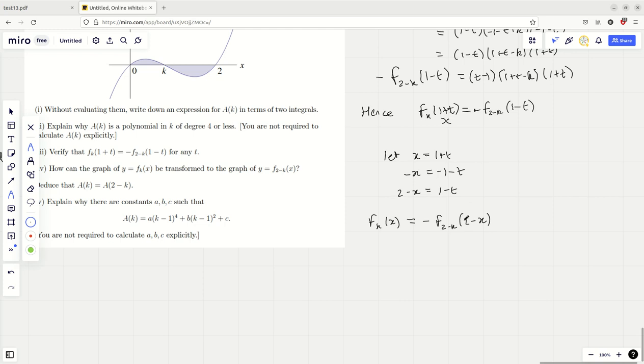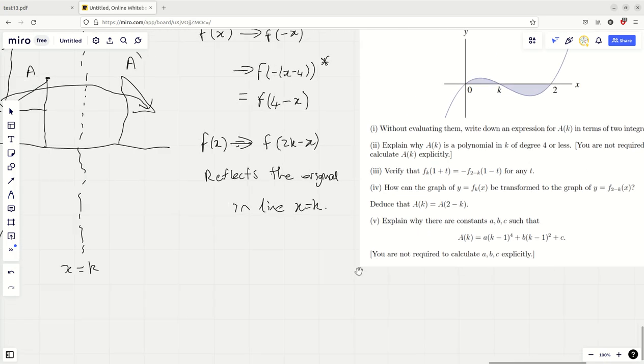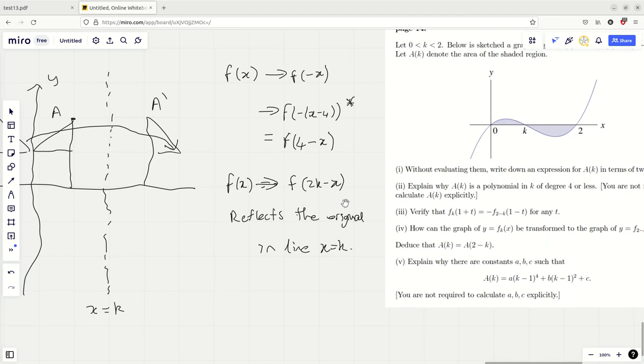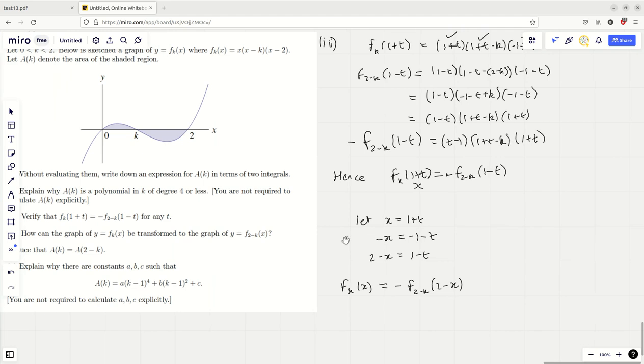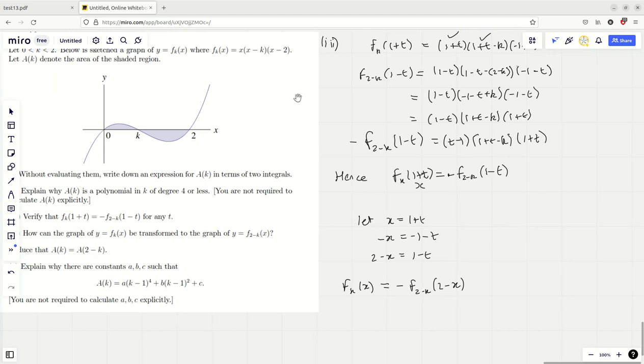And this is just a reflection in the line x equals 1, because of what I said over here. You should be aware of that result. It's a really useful result. It comes up all the time in these papers. They love the function stuff.